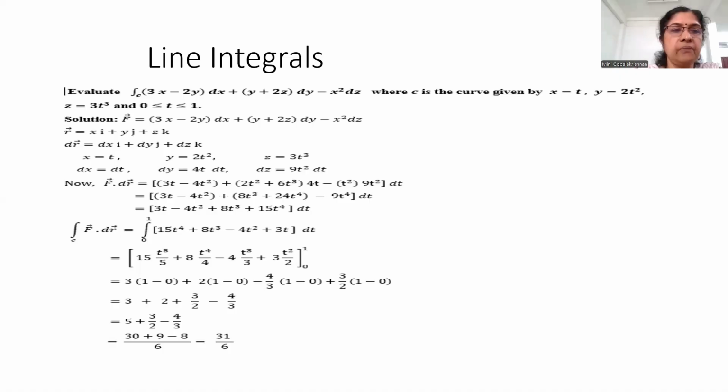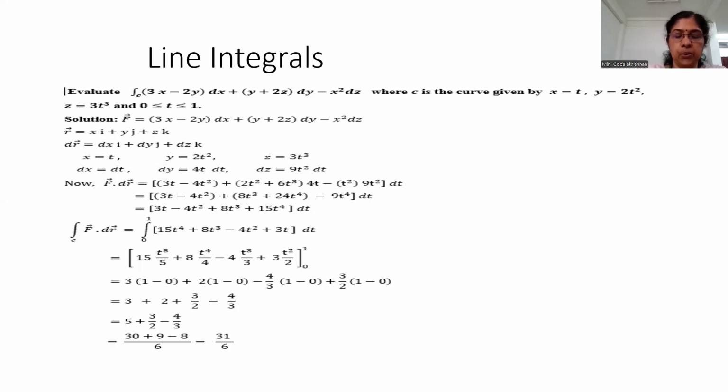So when we simplify F dot dr, we get 3t - 4t² + 8t³ + 15t⁴. So we get a big term. We will put it inside the integral between 0 to 1. Those are the limits of t. So all our variables are reduced to the parameter t along with the dt, and now it has become normal integration. So we'll integrate using the integral of x^n dx formula between the limits 0 to 1. We'll put the upper limit and lower limit, and we'll get the answer 31/6.